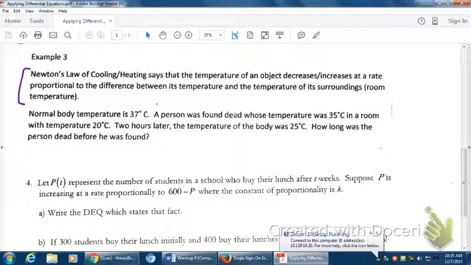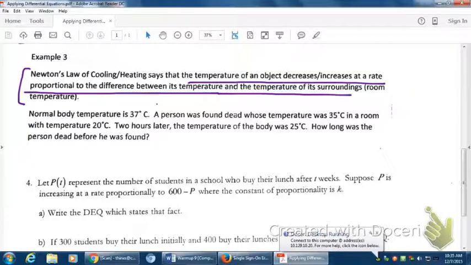So Newton's law of cooling and heating says that the temperature of an object decreases or increases at a rate proportional to the difference between the temperature and its surroundings. And so the actual situation that we have here is that the normal body temperature is 37 degrees Celsius. A person was found dead whose temperature was 35 degrees Celsius in a room with temperature of 20 degrees Celsius. 2 hours later, the temperature of the body was 25 degrees Celsius. How long was the person dead before he was found?